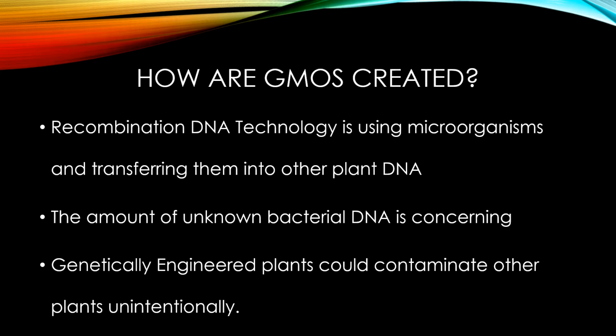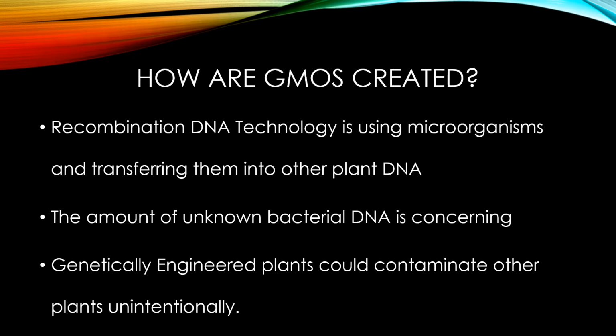Recombinant DNA technology is using a microorganism like bacteria and transferring that into the DNA of a plant. Why is this concerning? It's the amount of unknown bacterial DNA within the gene, and the scientists do not understand how that will affect the human body. Studies show that the process also causes unintended mutations in plants' DNA.